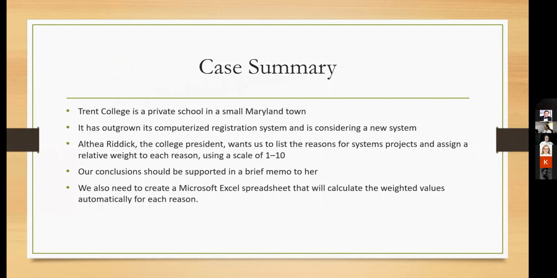Altea Riddick, the college president, wants us to list the reasons for systems projects and assign a relative weight to each reason using a scale of 1 to 10. And our conclusions should be supported in a brief memo to her. We also need to create a Microsoft Excel spreadsheet that will calculate the weighted values automatically for each reason.